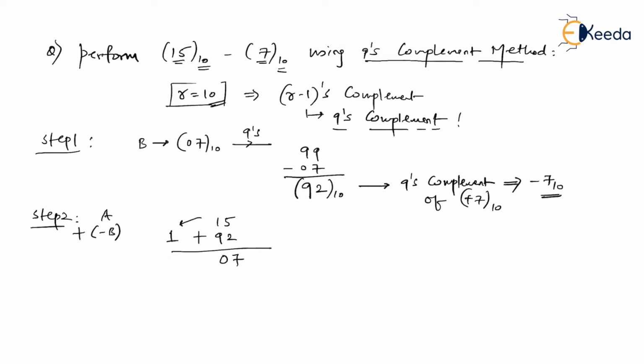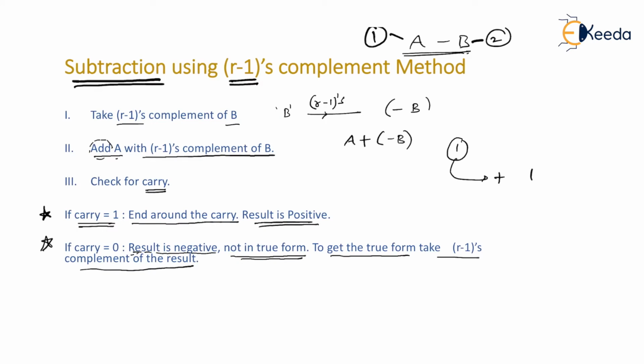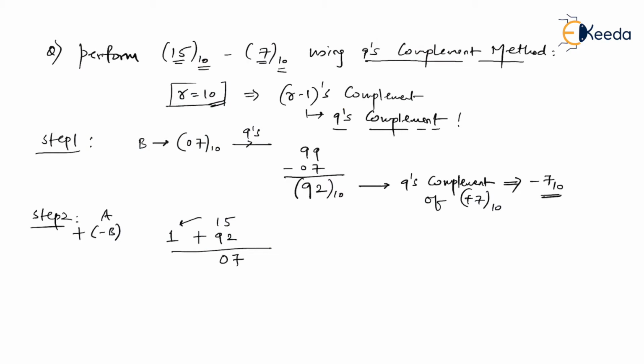Now, if you look at this, carry equal to 1. Let's go back to the previous step, because in step 3 we observed the carry. Check it out. If the carry is equal to 1, they said that end around the carry and the result is positive. End around the carry means adding this carry to the lowermost digit of the result. So what you get? 08 to the base 10. That's it. And let me tell you, this is the final result.